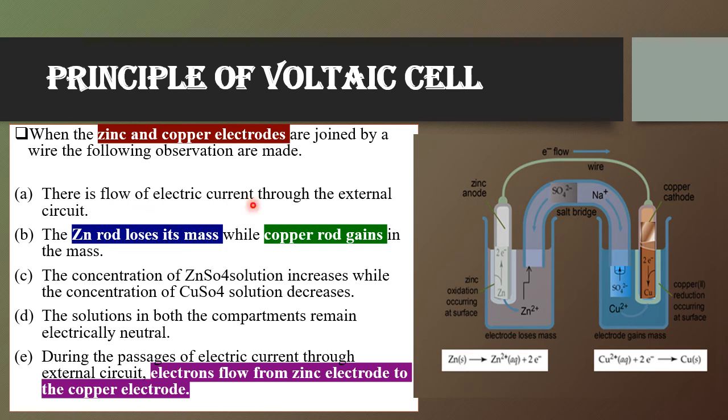The electrons will flow through the external circuit or wire, and the electrons will always flow from the zinc to the copper, because zinc is going to be oxidized, zinc is going to lose its mass, and copper is going to gain its mass.